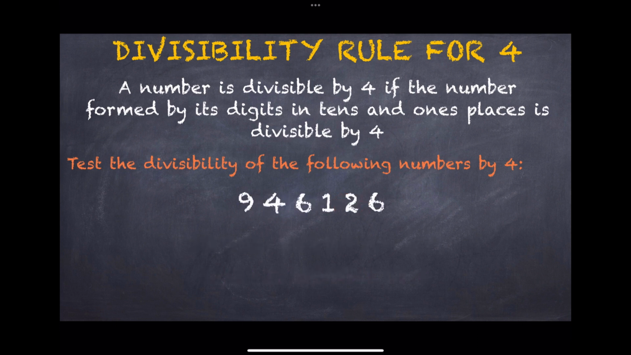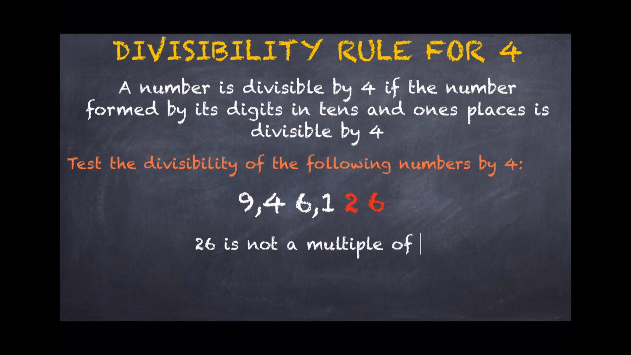Next up is 946,126, which is 9,46,126. The number formed by the digits in tens and ones places is 26, which is not a multiple of 4. Therefore, 9,46,126 is not divisible by 4.